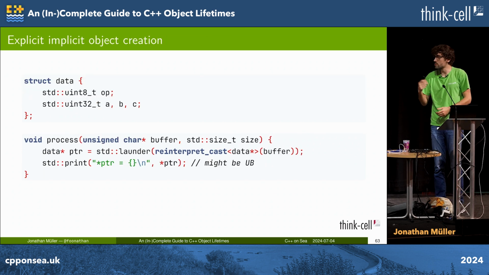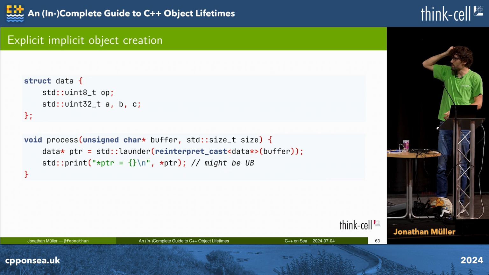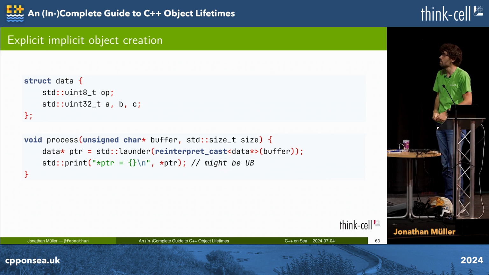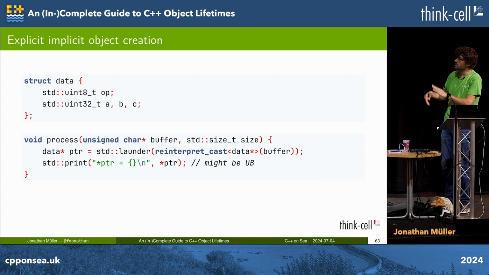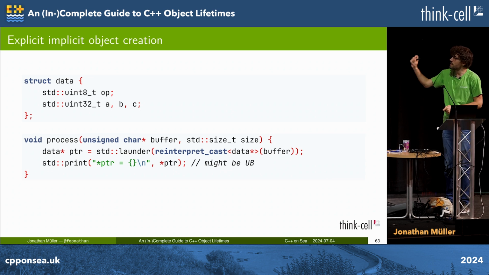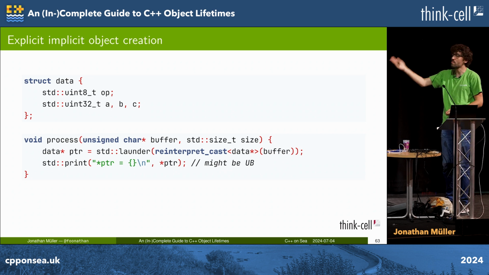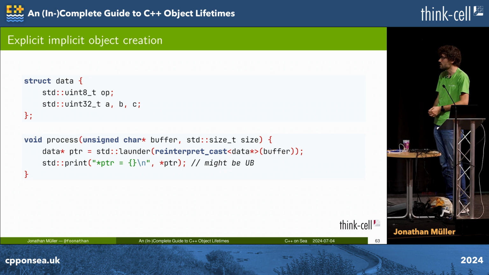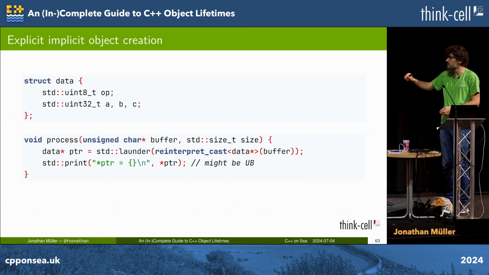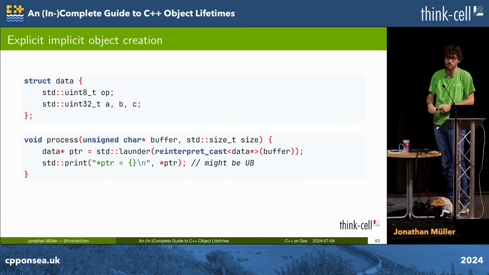Okay. So let's say we want to do something like this, right? We've got some bytes coming in from the network, and we want to interpret them as a struct, right? This is a pretty common thing. We're doing the good thing by using launder, but we don't know where the thing is. Depending on how we allocated the buffer, this might be undefined behavior, right? If the buffer came from malloc, it's fine, because malloc implicitly creates objects. I mean, we might read uninitialized data, but apart from that, the object creation works.